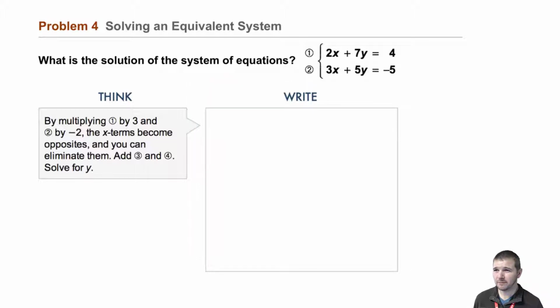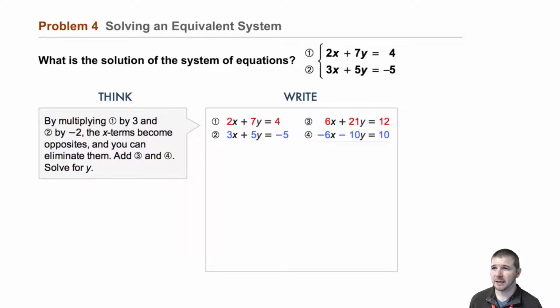So note, equation 1, 2x plus 7y equals 4, multiplied by 3 gives us 6x plus 21y equals 12, and equation 2, which was originally 3x plus 5y equals negative 5, multiplied by negative 2 provides the equation negative 6x minus 10y equals 10. So we have opposite numbers of x's, and when we add these two new equations, 3 and 4, we get 11y equals 22 and y equals 2.